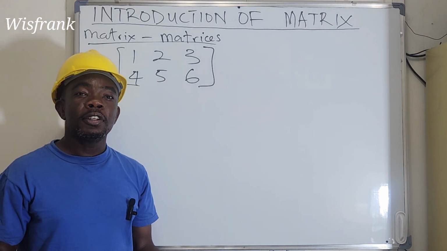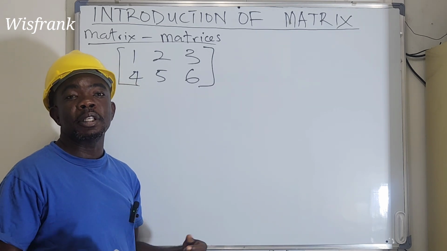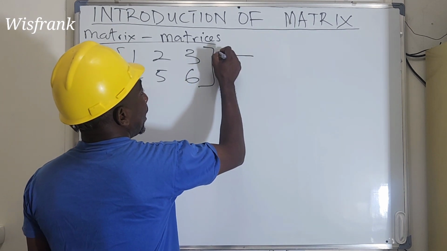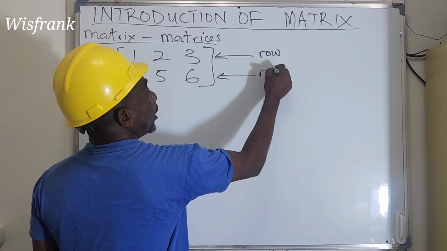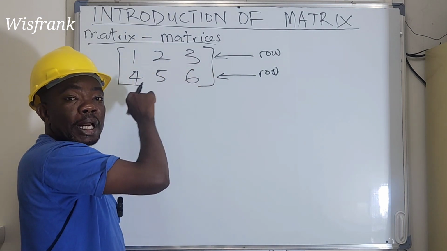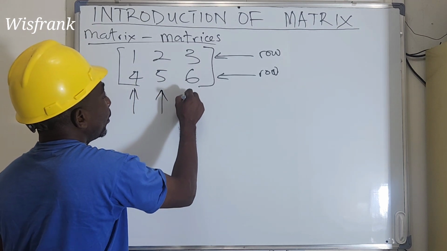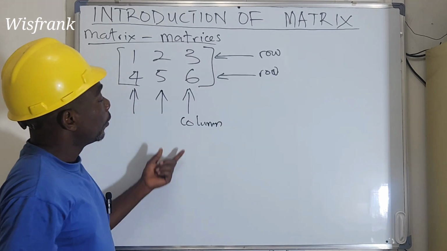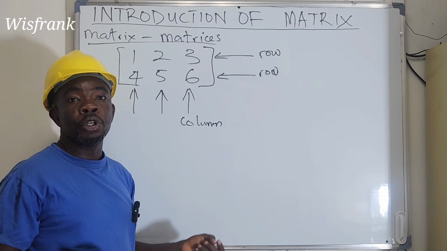But first of all, let us see how elements in a matrix are arranged in rows and in columns. The horizontal part of it is called a row, numbers arranged in a horizontal part. Then the vertical part, this arrangement of numbers in a vertical part, is called a column. So this is how we can identify the elements that are arranged in rows and columns.